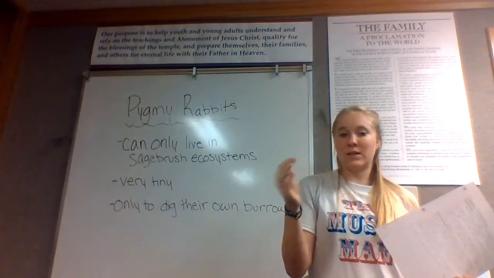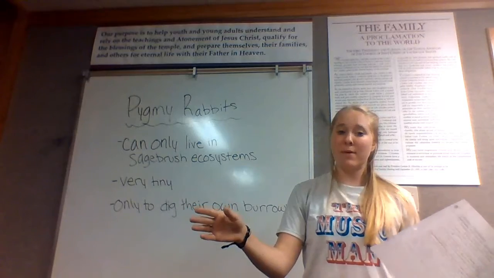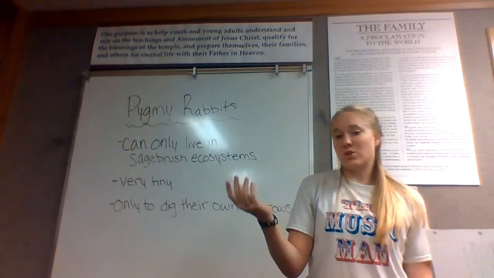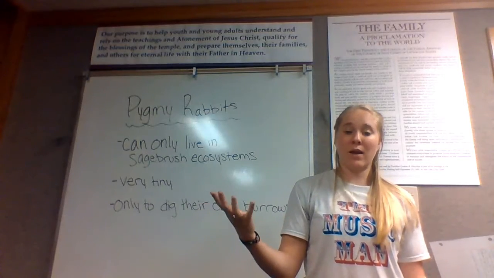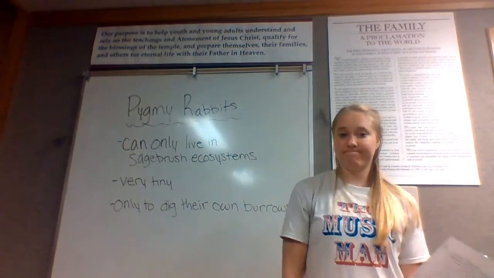And the sagebrush provides a covering that protects them from predators so that they can't see them. So if sagebrush ecosystems were to completely get wiped out, so would the pygmy rabbits, because they're too tiny to cross the road, and they're also just too small to live anywhere else without being seen and then getting devoured very quickly.